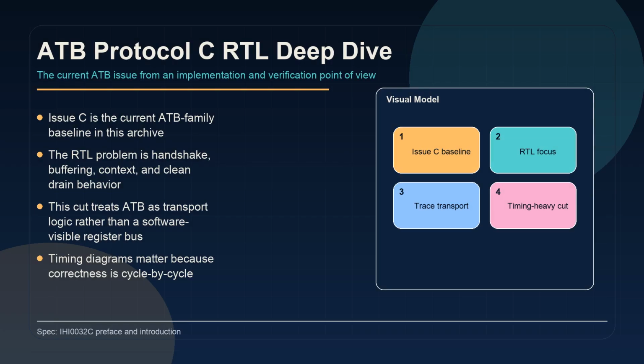Welcome to this episode of the Verilog Bench. Today we're going to be looking at ATB issue C from an RTL point of view. For implementers, the core job is not memory semantics, but handshake control, buffering, context preservation, and clean drain behavior.